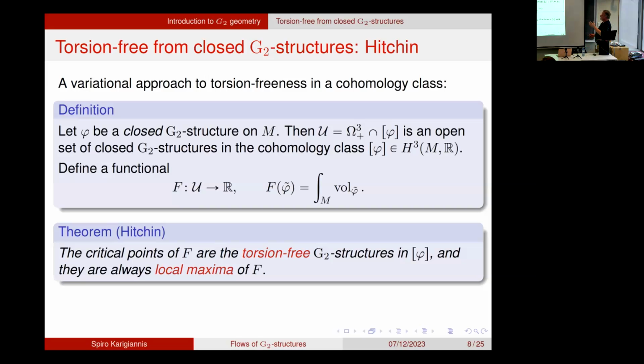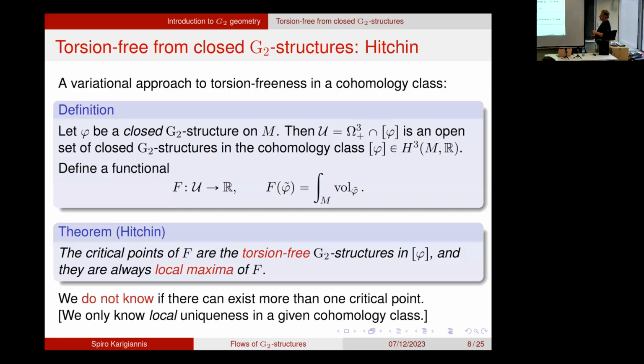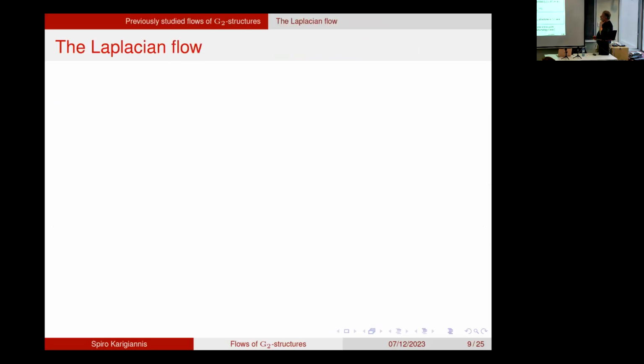So Hitchin basically showed us that the torsion-free ones, if you stay in a fixed cohomology class, are local maxima of this volume functional. And we don't know if you can have more than one critical point for this functional. First of all, there may be no critical points because that cohomology class might have no torsion-free G2 structures in it. But even if it does, the only thing we know from Joyce's theorem is that it's locally unique. There's not another torsion-free one in that cohomology class sufficiently close to it. But far away, there may be more. That's what I'm saying here.